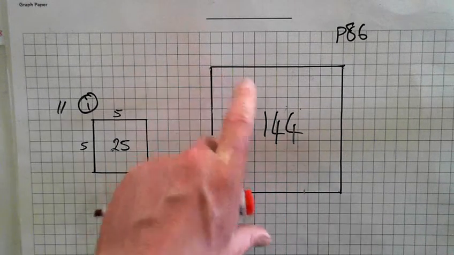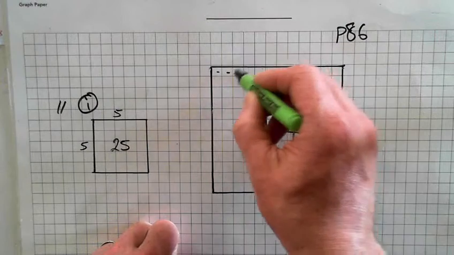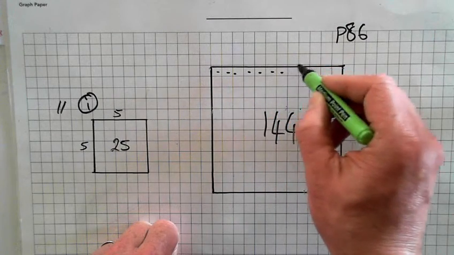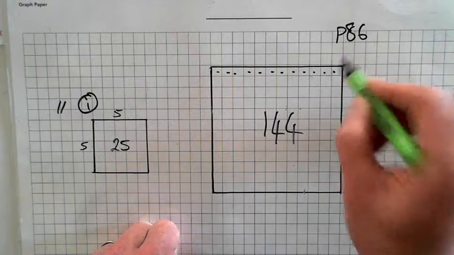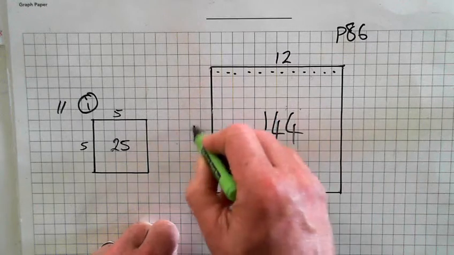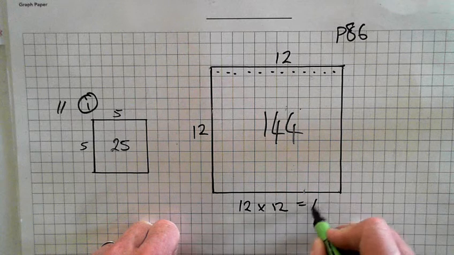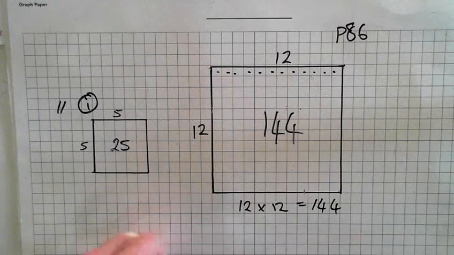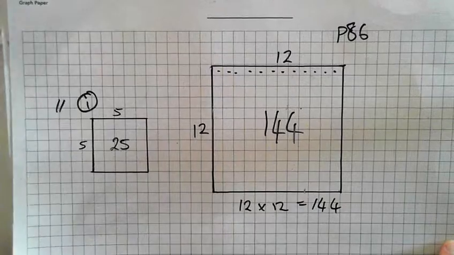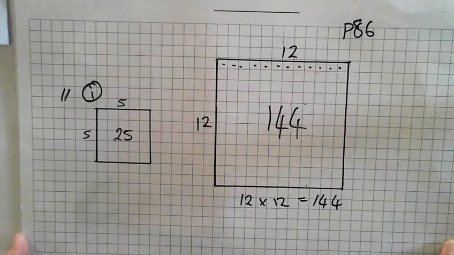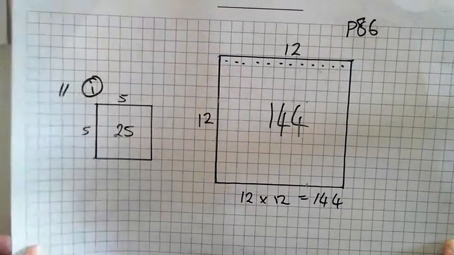Can you figure out what this one is? 144, just by counting the squares on top. 1, 2, 3, 4, 5, 6, 7, 8, 9, 10, 11, 12. What's 12 by 12? 12 by 12 is equal to 144. So the length of the sides are 12 by 12. It's a square number, and I'll show you all the square numbers in a minute.